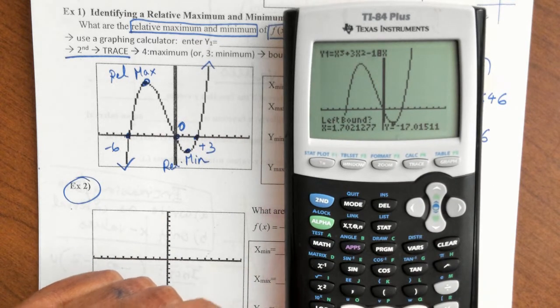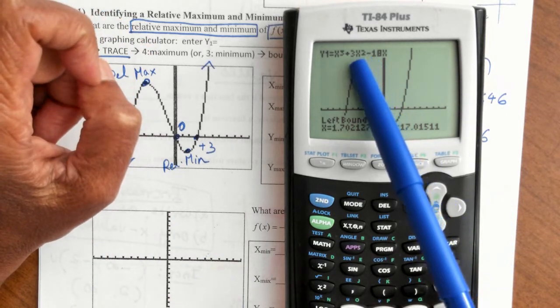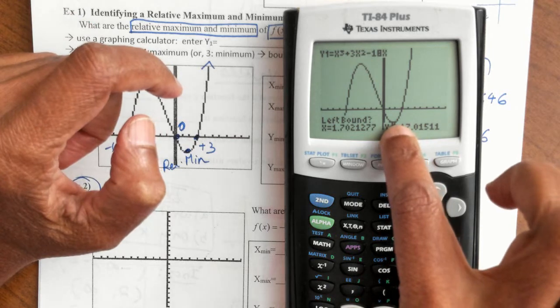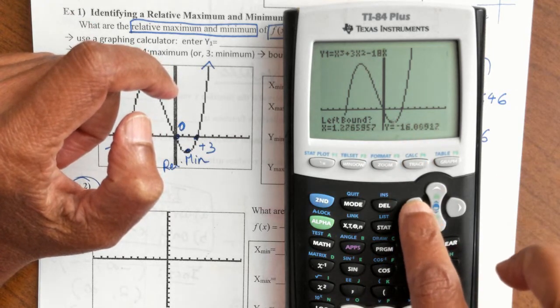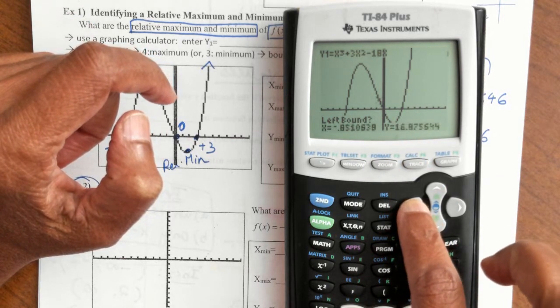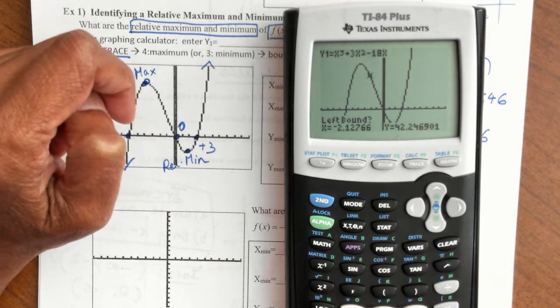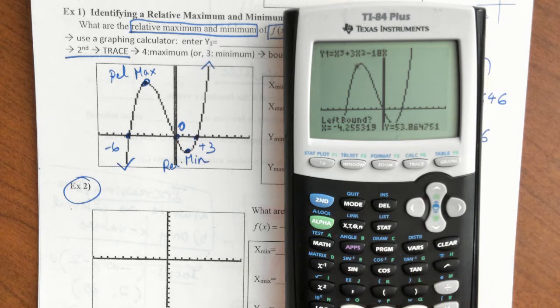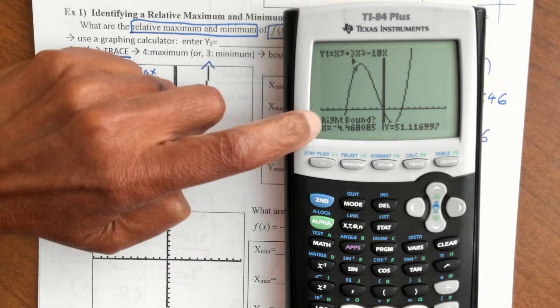It's going to say left bound. But left bound to what? You want to go left of the maximum point because that's what you're trying to read. So you're going to take the cursor, which is right now blinking at the minimum. Use the left arrow key. Keep moving, keep moving, keep moving. And go to the left of the maximum point. It doesn't matter how left, just a little left. Press enter. Then it says right bound.